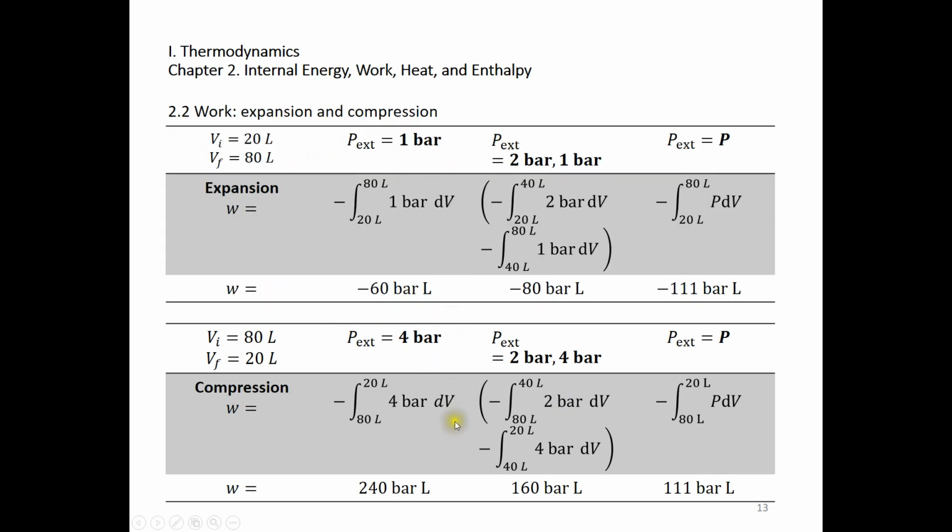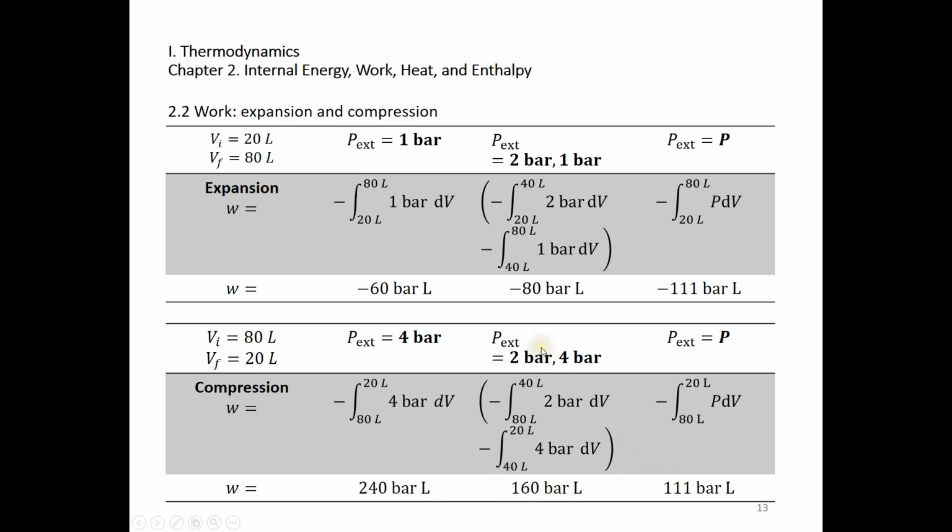So this is just a summary. There are two tables, one for expansion and one for compression. If we look at expansion, we studied the one-step process, the two-step process, and P external equal to P. Over here, same thing: one step, two step, P external equals P. Over here you can see negative 60, negative 80, and then negative 111. Over here, 240, 160, 111.